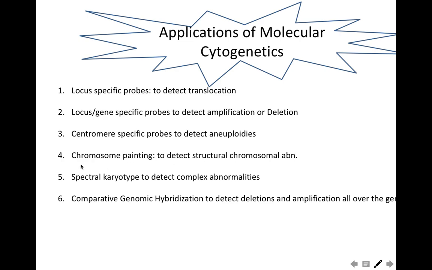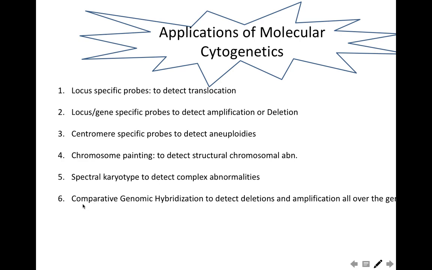If you use probes that can cover the whole set of chromosomes, and they all can be seen as the karyotype, this is called a spectral karyotype, and it's usually used to detect complex abnormalities when there are several abnormalities present and it is difficult to detect them with a normal standard karyotype. Like in cancer, spectral karyotype here will be very useful to determine these complex karyotypes.